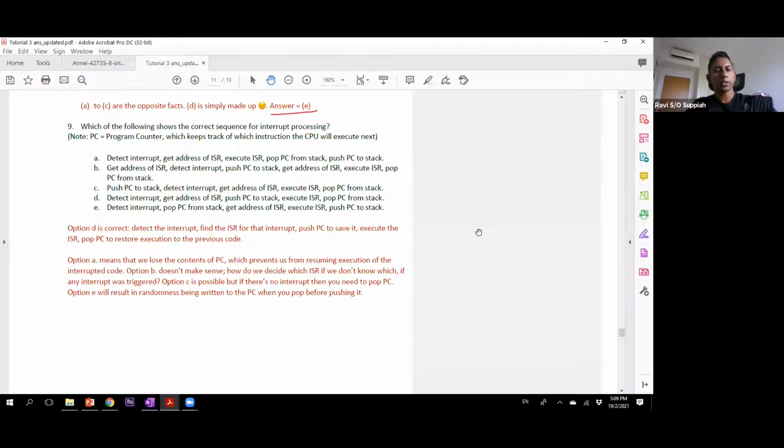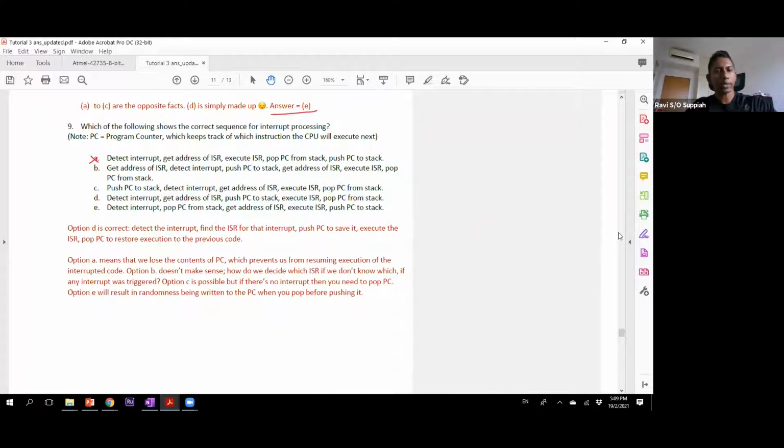Question 9 here is on the interrupts. Which of the following is correct? Let's look at this. For part A: detect interrupt, get address of ISR, execute ISR, pop PC from stack, push PC from stack. If you detect an interrupt and you straight away get the address and start executing without saving where you are in the main code, then later on you can never come back to the main code. So definitely this is not true.